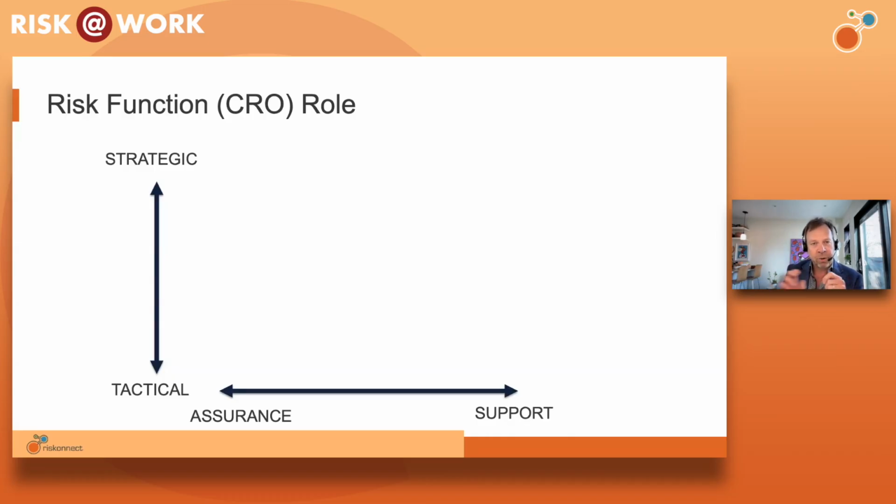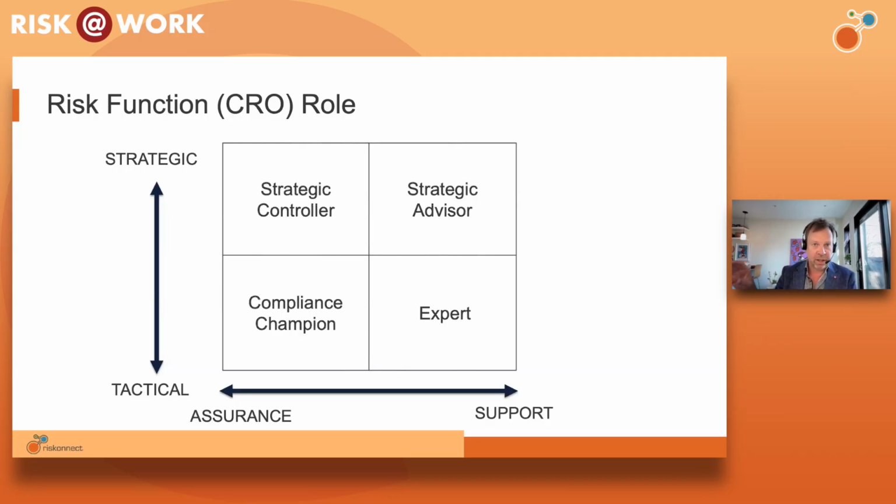We have on the horizontal axis, how far are we towards providing independent assurance as opposed to support? And then the vertical axis between tactical, where we're very much at the work face, dealing with decentralized issues, as opposed to strategic, tightly integrated with strategy. And what they did on their breakout is they plotted these 4 different potential roles for a head of ERM or your risk management function into these 4 quadrants.